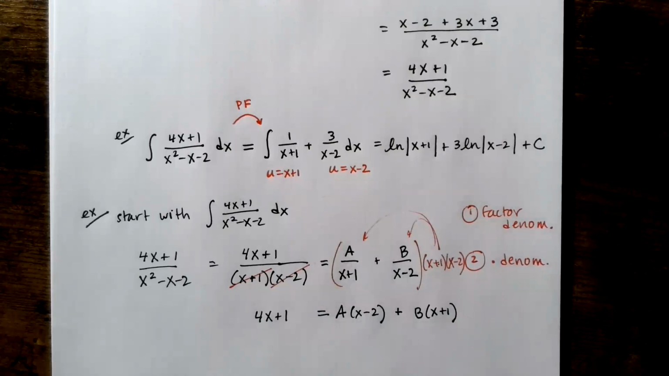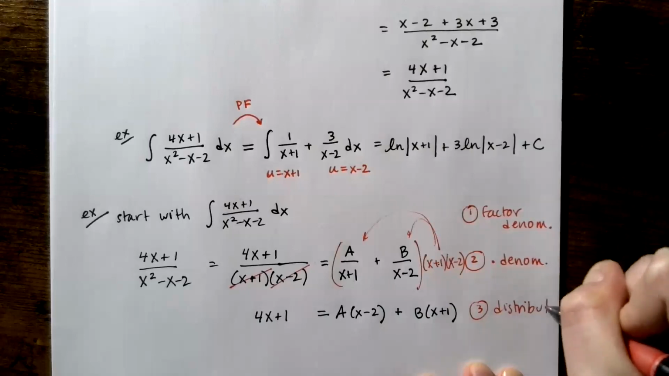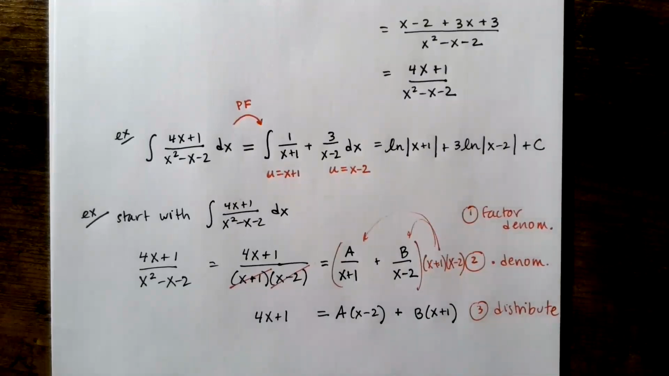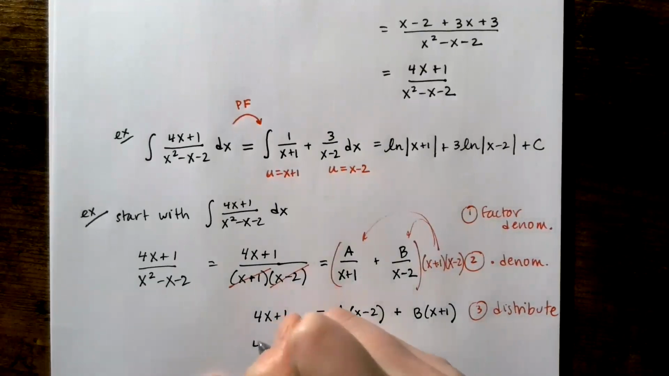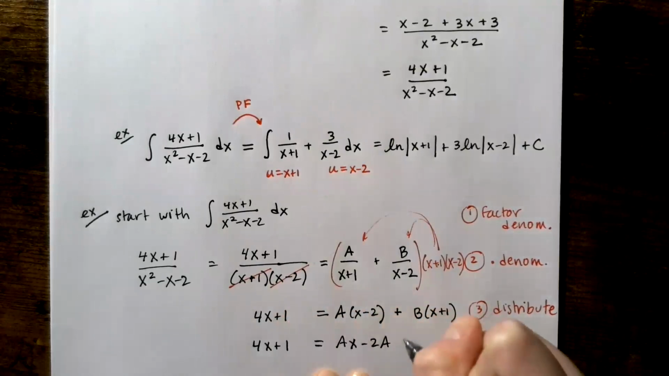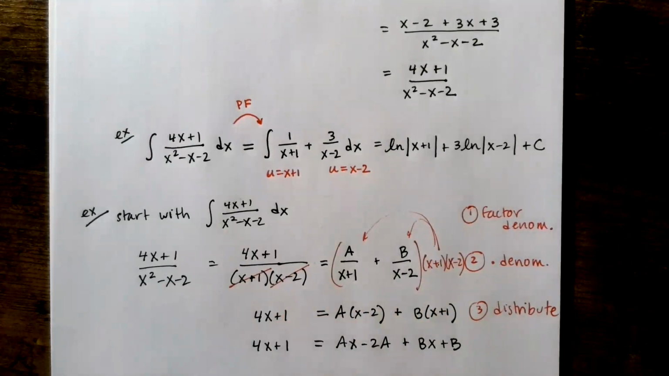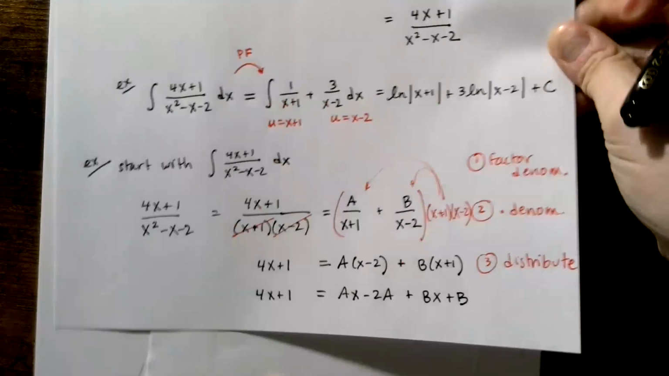Okay, so our next step in this algebra is going to be to essentially get rid of all our parentheses. So I want to distribute the A in here, distribute B in here. So I'm going to mark this as distribute. Just a big expansion step. If there are any like terms, I can combine them, but usually we just end up with a big polynomial on the right. And I'm keeping the 4x plus 1 on the left-hand side as I go. Here I have Ax minus 2A, and then Bx plus B.